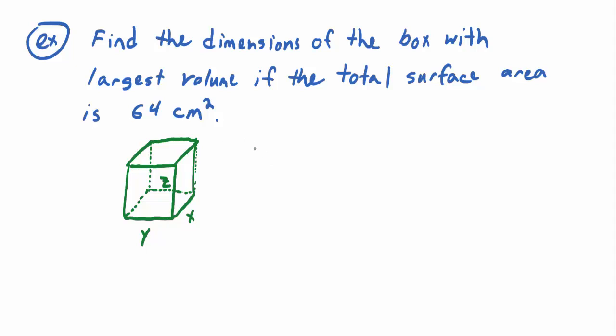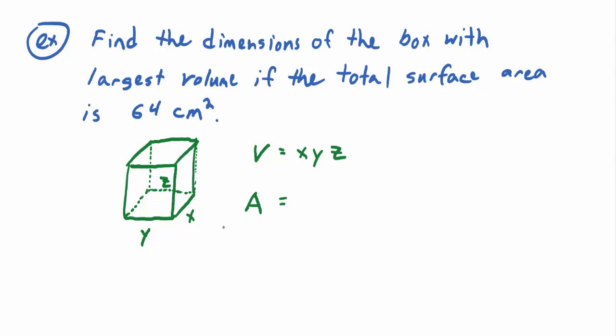So what is the volume of this thing going to be? Well, x times y times z. So we need to maximize this volume under the constraint that the surface area is 64 square centimeters. Let's call the surface area A for area.